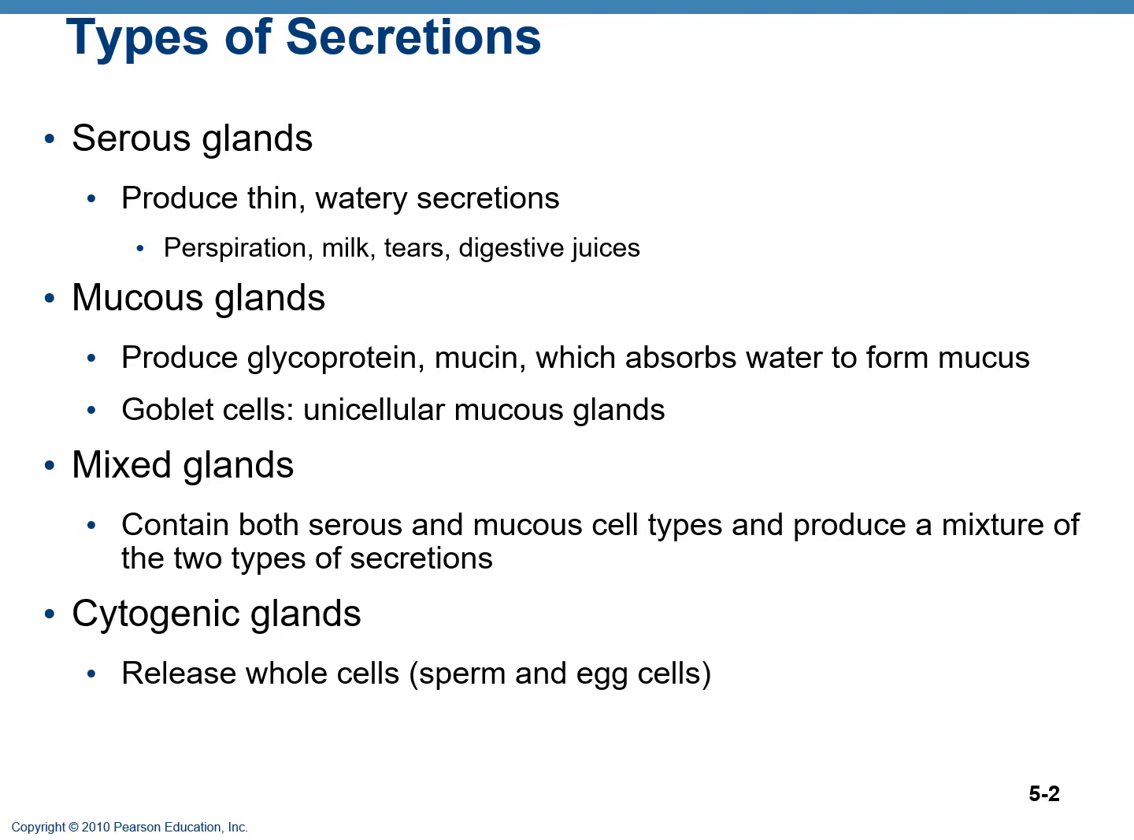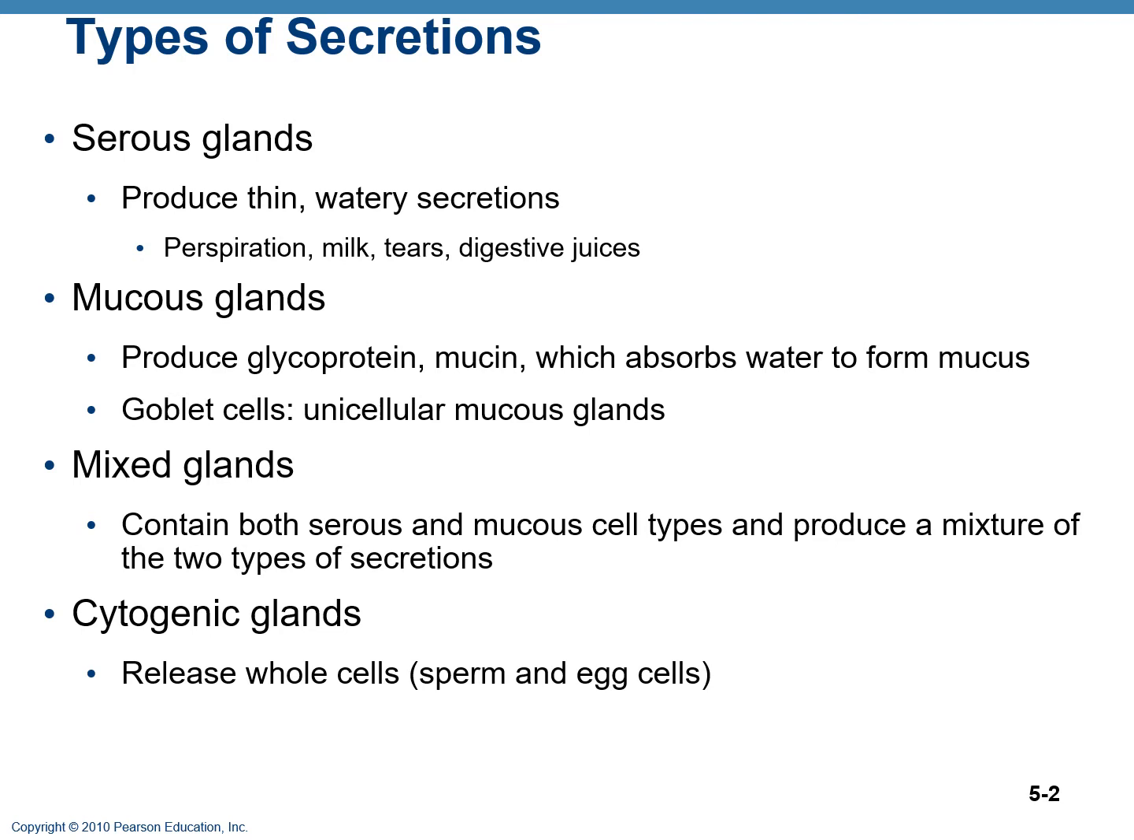Then there's the mucus glands. They produce a glycoprotein called mucin, which absorbs water to form the secretion known as mucus. And these are produced by goblet cells, which are unicellular mucus glands. These are apparent in many of our histological samples, particularly some of the pseudostratified columnar and stratified columnar epithelial tissues that are characteristic of the lining of the upper respiratory tract, for example.